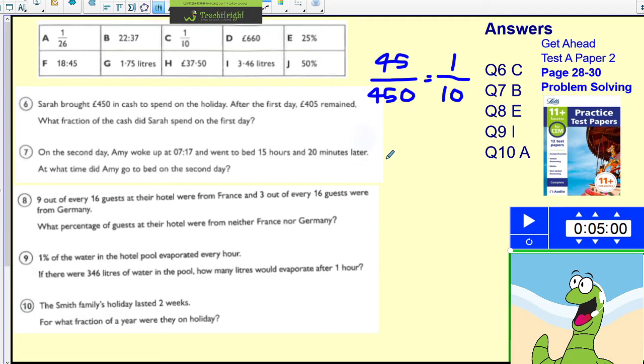On the second day, Amy woke up at 7:17 and went to bed 15 hours and 20 minutes later. Oh my goodness. What time did Amy go to bed on the second day? Well, again, I would split this up into 2 parts. The first thing I'm going to do is work out just the minutes, because I can see it's only adding 20, and that's going to be quite easy to fix. So 17 plus 20 means whatever time she went to bed, it will be something 37.